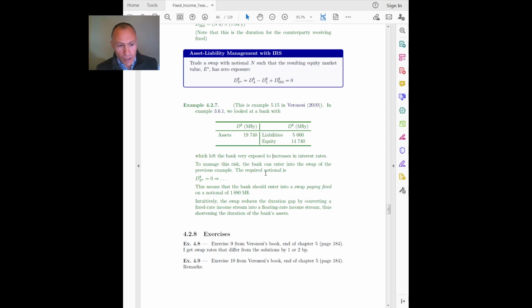So how much swap does the bank need to trade to manage this risk? Okay. So let's use the swap of the previous example to find what is the notional that would set the duration of equity to 0. Right?